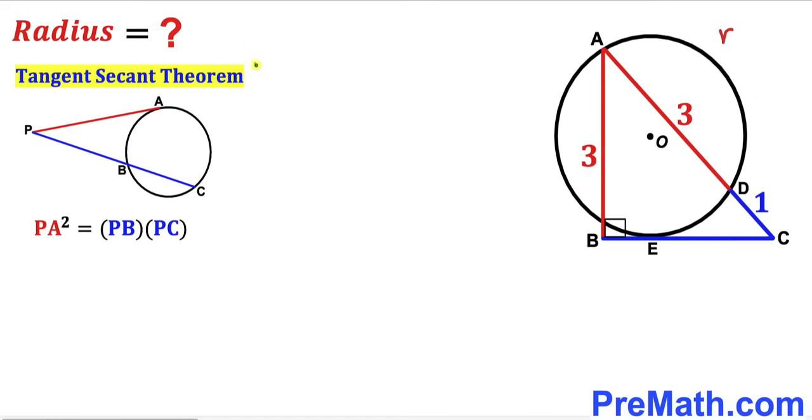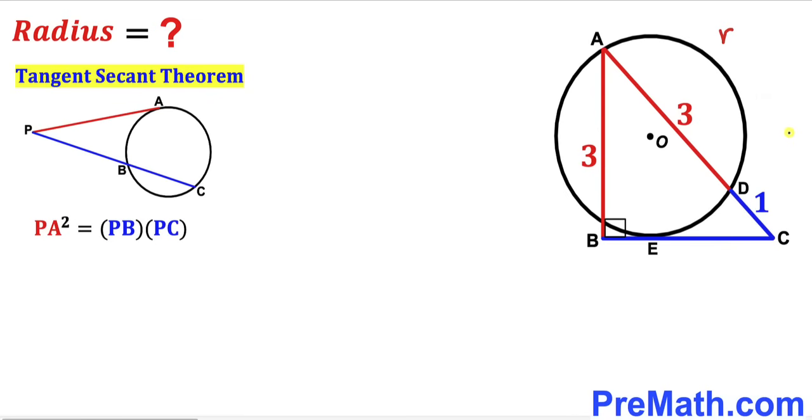And now let's recall the tangent-secant theorem. As you can see in this given diagram, PA is the tangent and PC is the secant. Then according to this tangent-secant theorem, we could write PA squared is going to be equal to PB times PC. In other words, the square of this tangent is going to be equal to the segment PB times this whole secant PC, as you can see in this given equation.